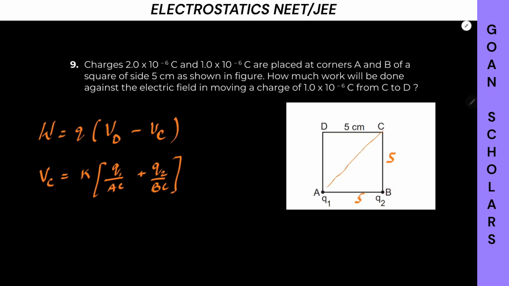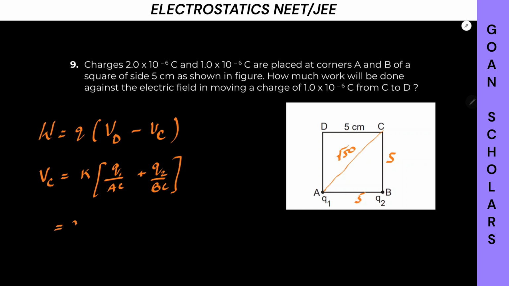So what will be AC? AC will be root under 5 square plus 5 square. So using Pythagoras theorem, 25 plus 25, root 50 it will be, right? So root under 50. Okay, so let me write here, this is root 50 by using Pythagoras theorem.